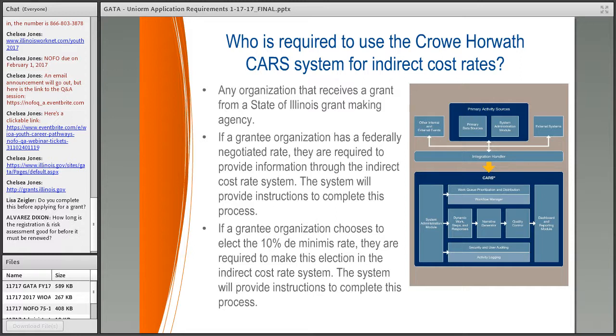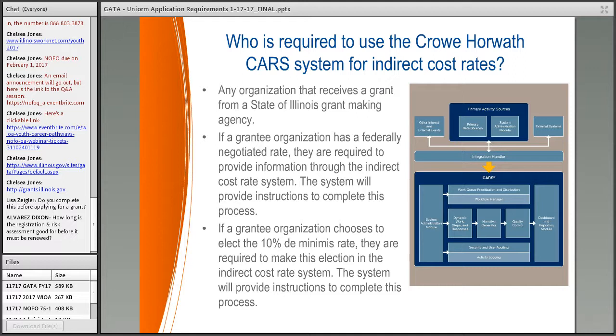Who is required to use the Crowe Horwath CARS system for indirect cost rates? The short answer is everybody. Any organization that receives a grant from the state is required to use the CARS system to elect their indirect cost rate option. If a grantee organization has a federally negotiated rate, they are required to provide information through the CARS system. The system will provide instructions to complete this process.